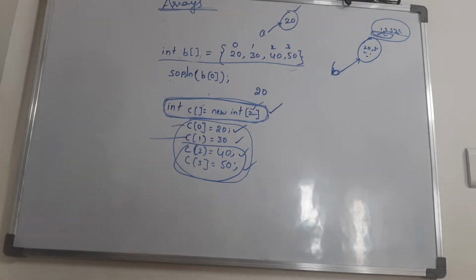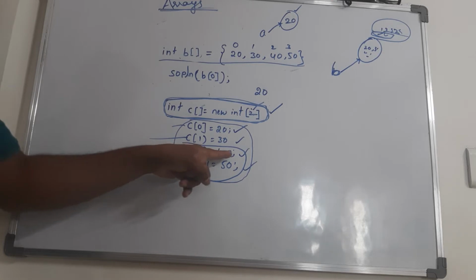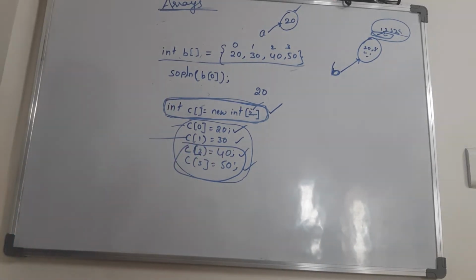Okay, what kind of error will we get when we are trying to assign 40 to the second index? Index out of bounds exception.